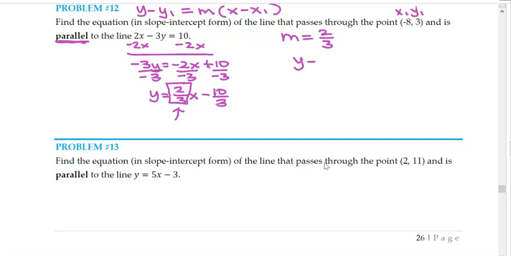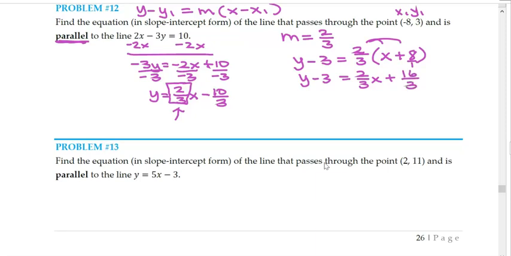So y minus 3, right, is my y1, equals m, which is 2/3, times x minus a negative 8. Minus a negative is really adding 8. And now if we want to get it in slope-intercept form, we've got to distribute this through and then add the 3 over. So I've got y minus 3 equals 2/3 x plus, and remember if I'm multiplying those together, multiply across the top, multiply across the bottom, so that's going to give me 16/3. And then I need to add my 3 over to get my y by itself.